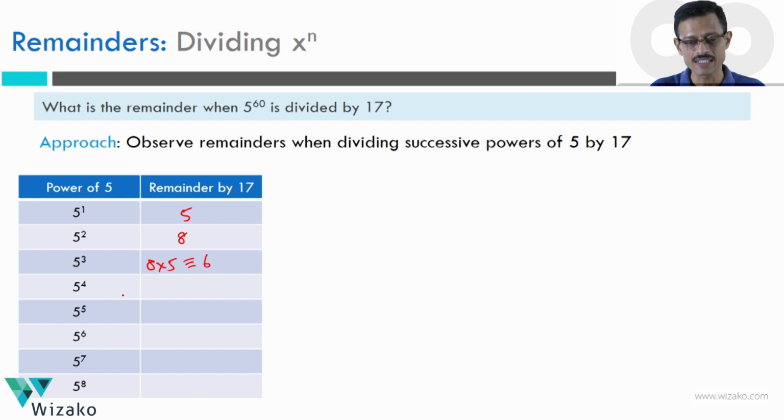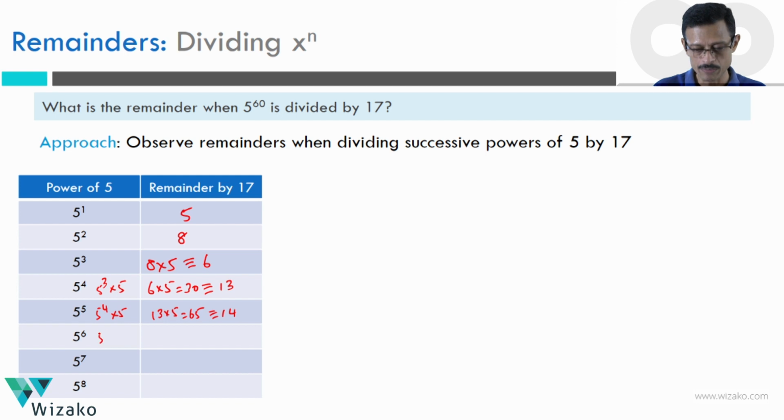5 power 4, you can plug it a couple of ways. 5 cube into 5. 5 cube, the remainder is 6. For 5, the remainder is 5. So it is 6 into 5, which is equal to 30. 30 cannot be the remainder, so let's make it 13. 5 power 5, the remainder is 5 power 4 into 5. This is 13 into 5, which is equal to 65. 17 into 3 is 51, so this is going to be equal to 14.